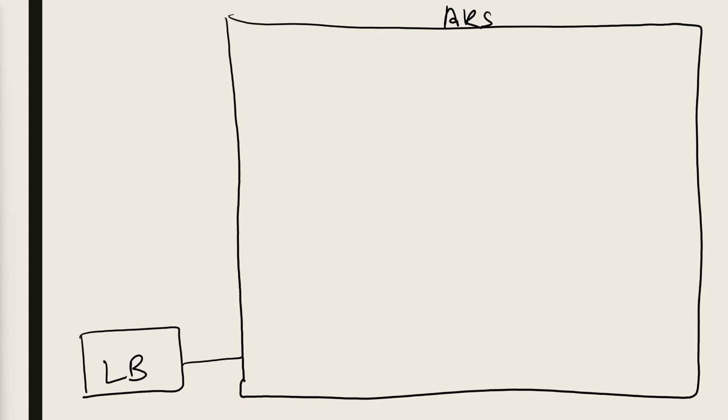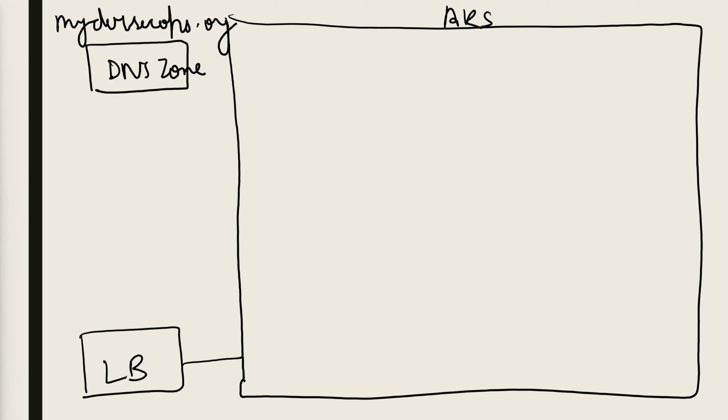I have bought a custom domain from a third-party website Ionos, which is mydevsecops.org. And first thing we'll do is we'll create a DNS zone so that we can manage this custom domain from Azure. The purpose of creating the external DNS in this video is so that automatic host registration or DNS record sets are created whenever we define the ingress.